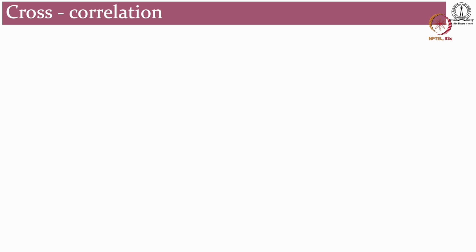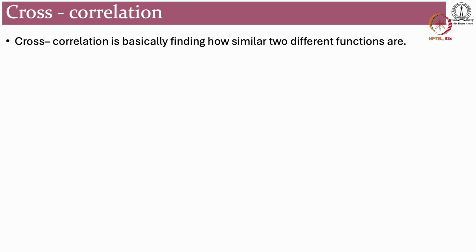So now we will see how cross correlation works. As already discussed, in PTV we were tracking single particles. Here we don't do that exactly, but we track a group of particles and their interrogation windows. So basically cross correlation is finding how similar two different functions are. We'll do some examples which will clarify things more.